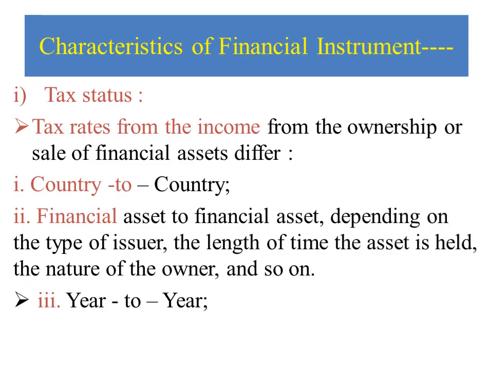The final characteristic of financial instrument is tax status. The tax rate on income from the ownership or sale of financial assets differs from country to country, and from financial asset to financial asset, depending on the types of share, the length of time the asset is held, the nature of the owner, and so on, year to year.